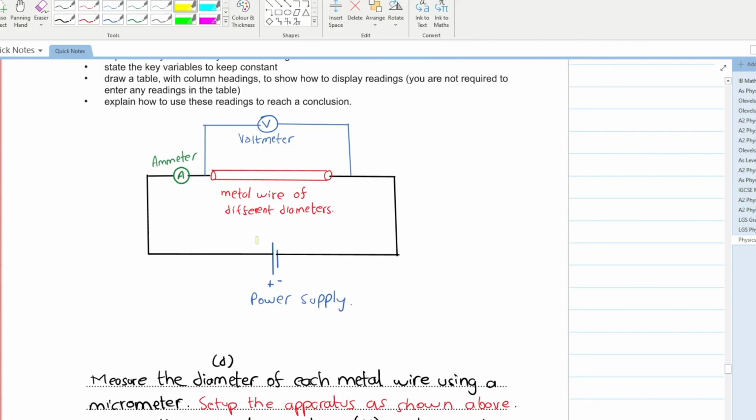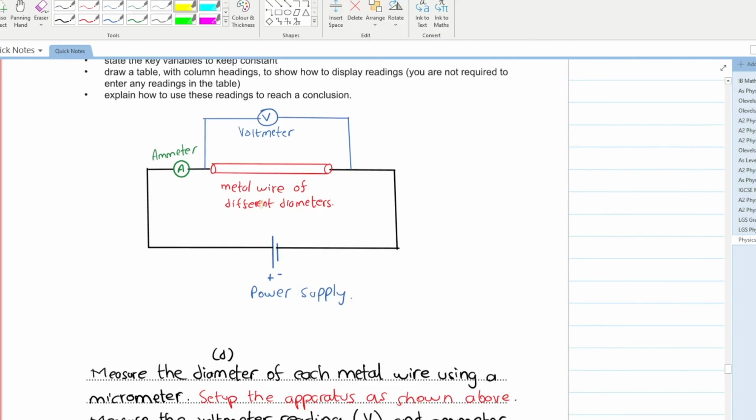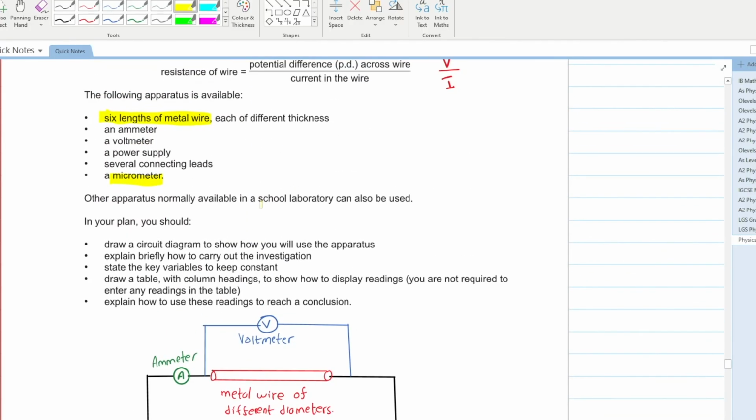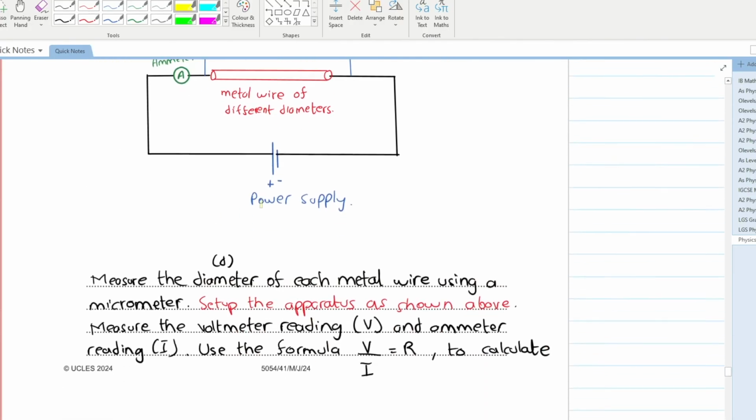We will take the voltage reading across this metal wire using a voltmeter, and we will take the current reading across this metal wire using an ammeter, and there is a power supply connected in series with this metal wire. Okay. And how will we measure the diameter of this metal wire? We will measure the diameter using a micrometer. I have written the entire setup here. Measure the diameter of each metal wire using a micrometer. Okay, this will get you 1 mark.